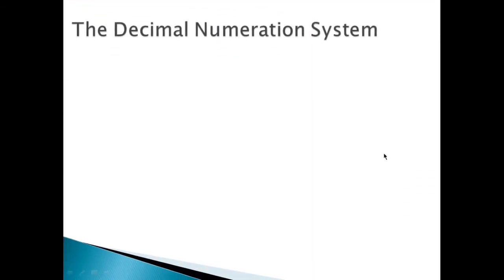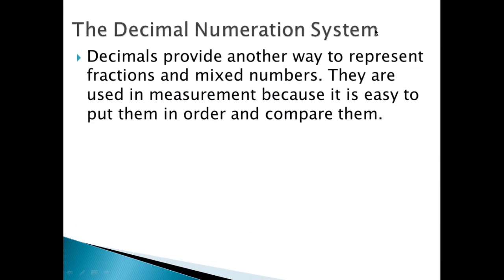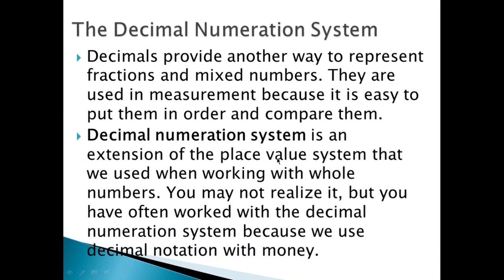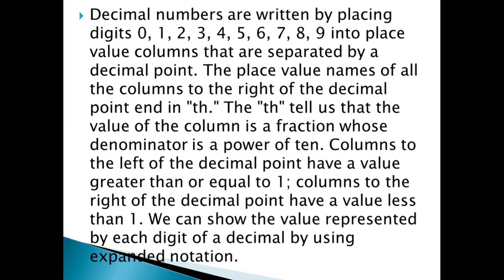Okay, so the decimal numeration system. Decimals provide another way to represent fractions and mixed numbers. They are used in measurement because it is easy to put them in order and compare them. So, the decimal numeration system is an extension of the place value system that we use when working with whole numbers. You may not realize it, but you have often worked with the decimal numeration system because we use decimal notation with money. Okay, so decimal numbers are written by placing digits.